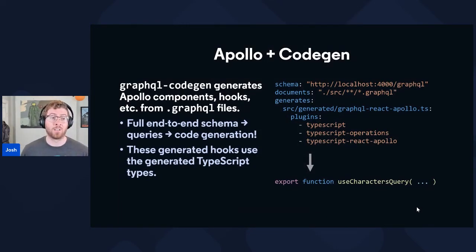The reason why I'm really excited about Apollo and its client is because it integrates really nicely with a tool called GraphQL Codegen, which can be used to generate Apollo components, hooks, client uses, etc. from .graphql files, which allows you to have full end-to-end. I have a .graphql file that defines my schema and my queries. I'm going to then move this into my code and generate all sorts of stuff for me. And these generated hooks can be set up with TypeScript. For example, on this slide, I have a few plugins that set up TypeScript operations, and then React Apollo integrations.